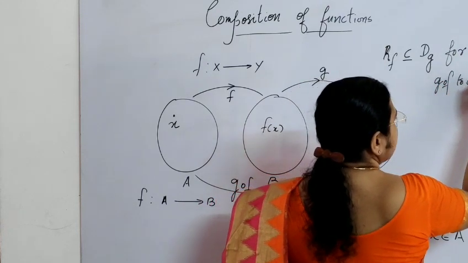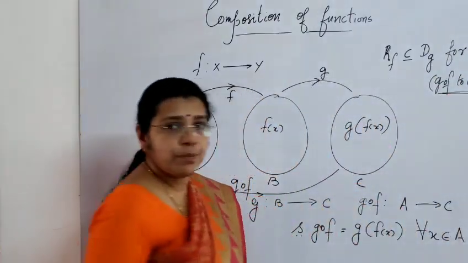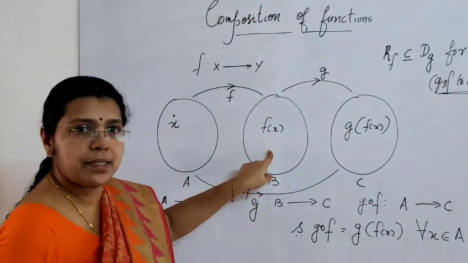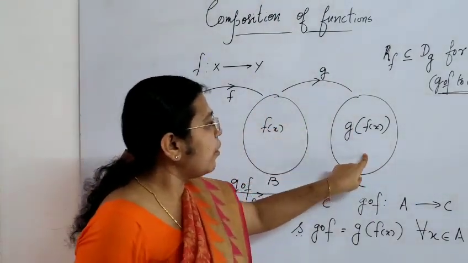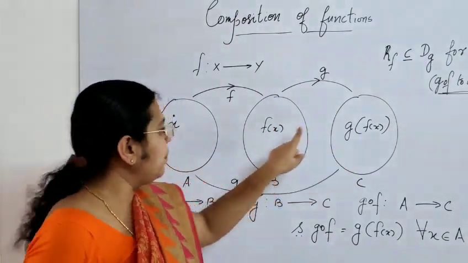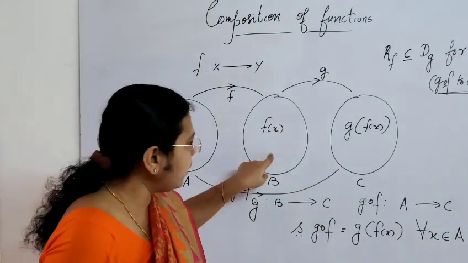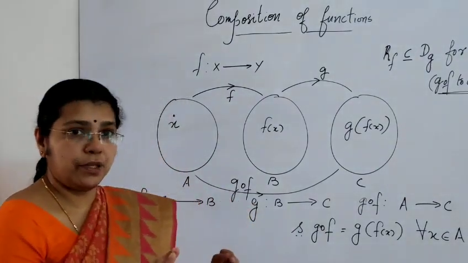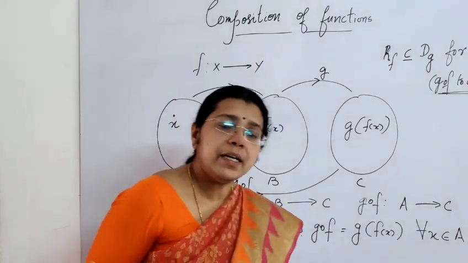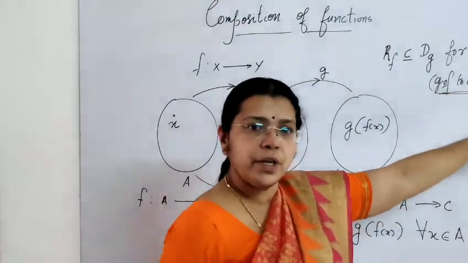GOF to exist. Now, for GOF to exist, what must be true? The range of the function f, that is this, must be a subset of the domain of G. G's domain will be either B, that is what is B? That is the range. So either it is B as such or a subset of B. So the range of f is a subset of the domain of G, for G of f to exist.